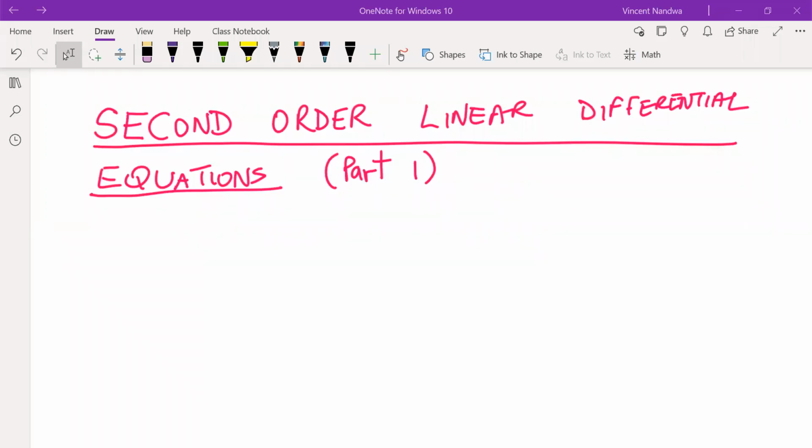Welcome to this session. In this session, I introduce the concept of second-order linear differential equations. So we start by defining what we mean by a second-order linear differential equation, and then give some theorems related to second-order linear differential equations.